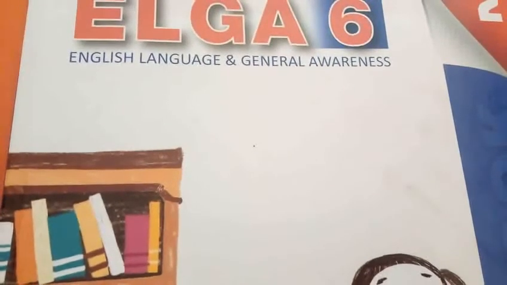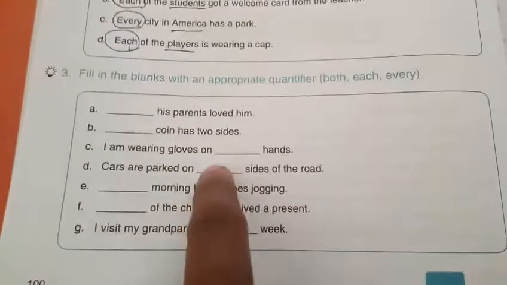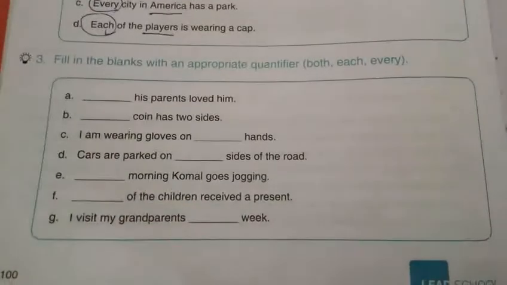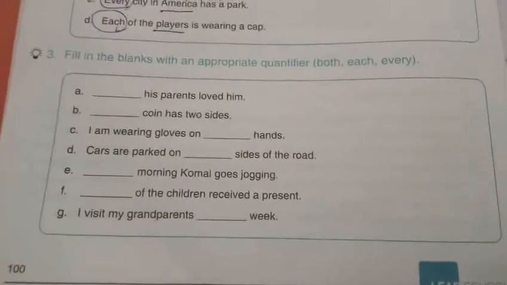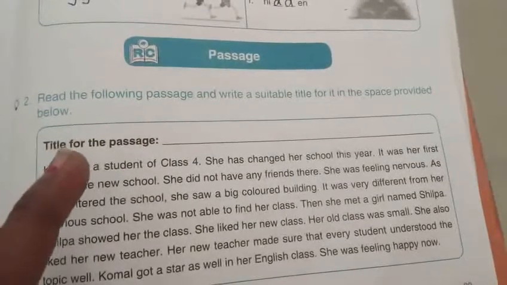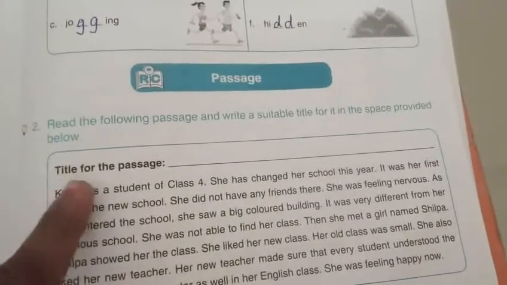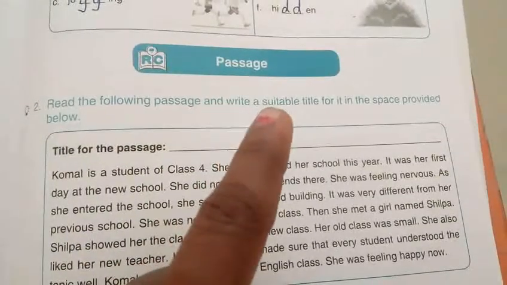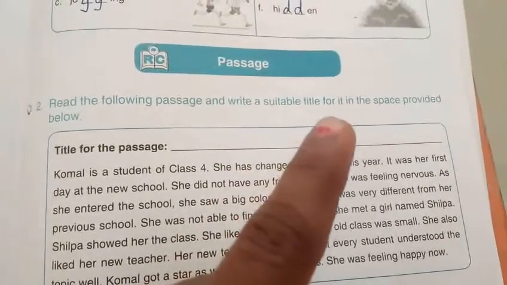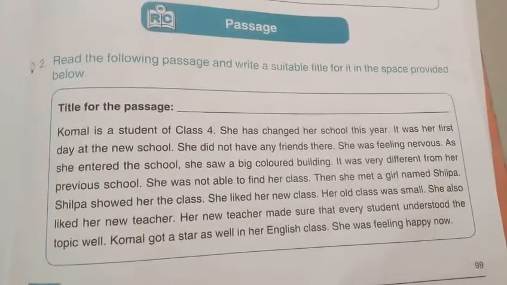Complete that. Fill in the blanks with the appropriate quantifiers. Next, take worksheet number 13, question number 2. Title for the passage: read aloud the passage and write a suitable title in the space provided below. Complete it and come.